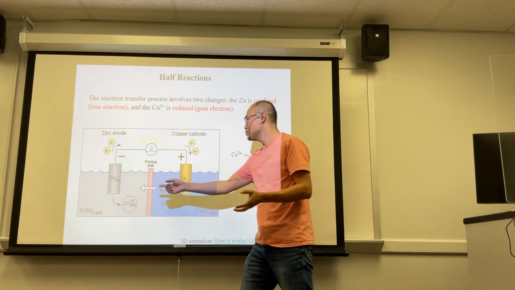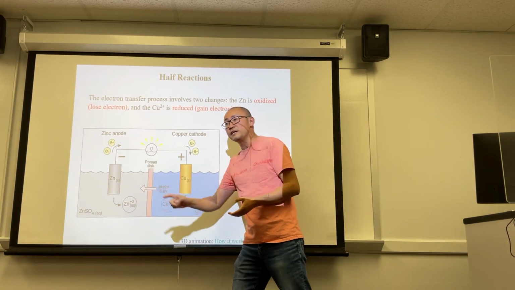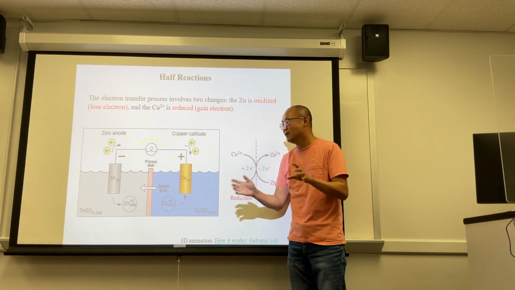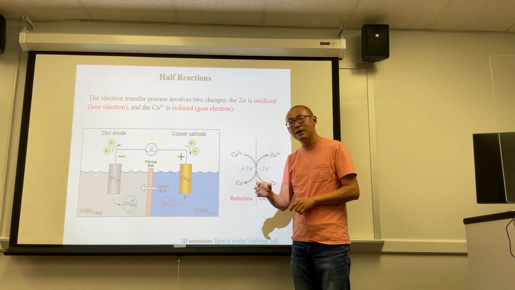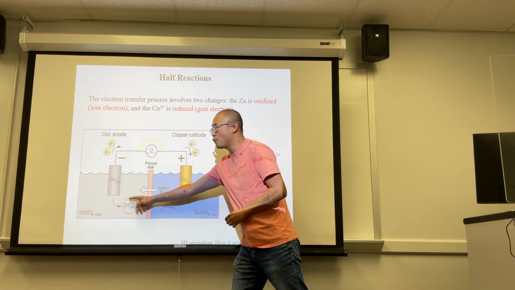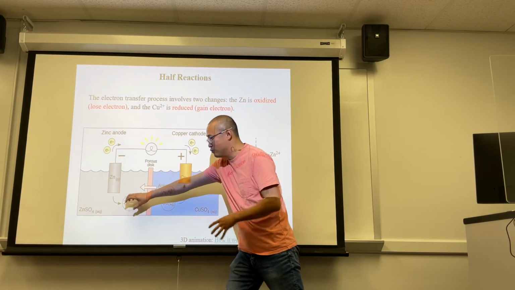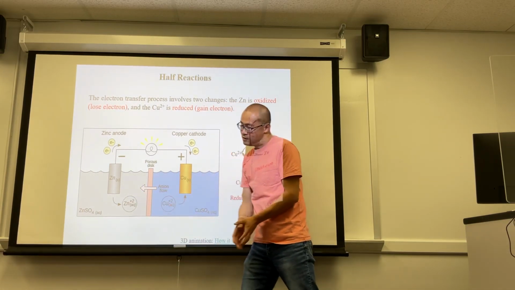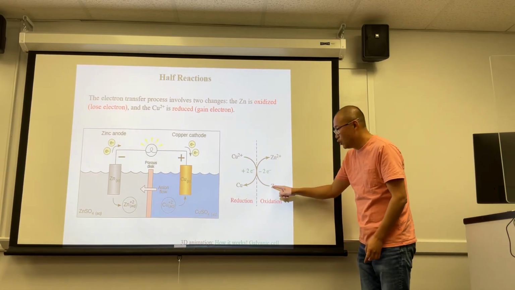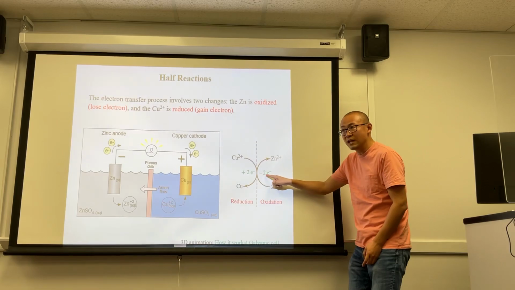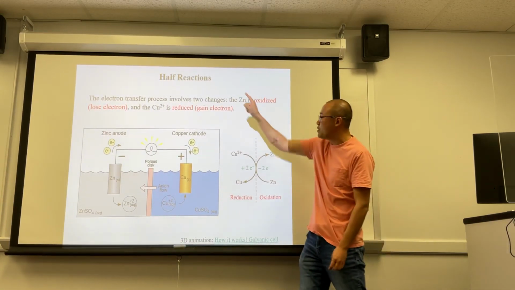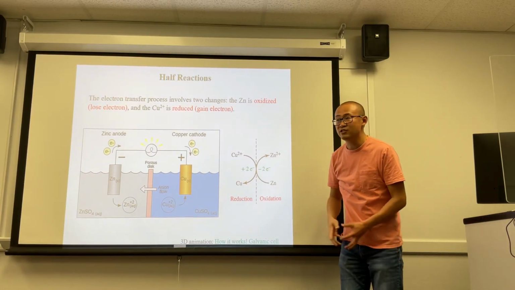Zinc metal normally gives 2 electrons to become what? Zinc 2 plus. If you remember chapter 5, we talked about the charge for zinc being actually 2 plus. So zinc metal normally loses 2 electrons to become zinc 2 plus. Of course, the zinc 2 plus will fall into the solution of zinc sulfate. This process, zinc losing the electrons to become zinc 2 plus, we call this half reaction oxidation.